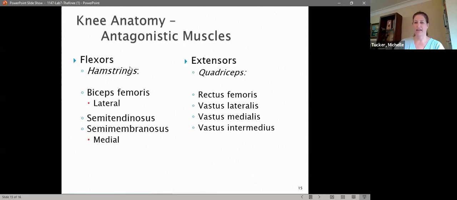Hamstrings are antagonists to quadriceps. Quadriceps are antagonists to hamstrings. So know this well.